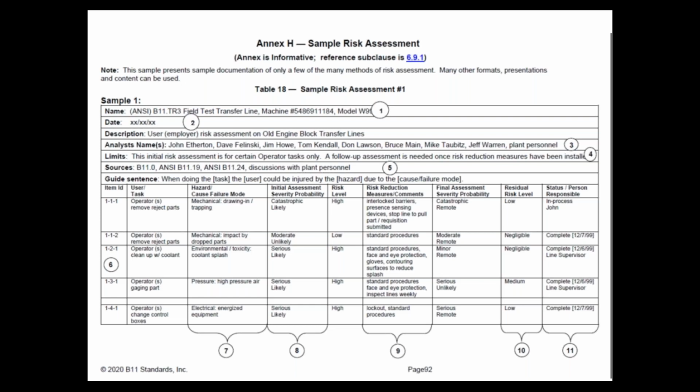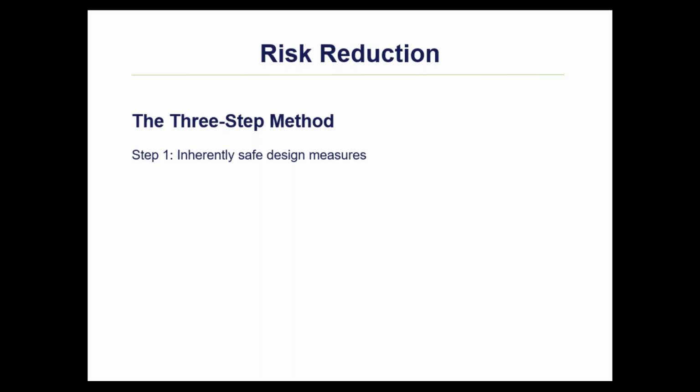Okay, part of the process: when you're talking about countermeasures, it's divided into 3 steps. The first step is what is called the inherently safe design measures. Okay, this is the only stage at which the hazard can be eliminated. In some places, they call this the hierarchy of control. This avoids the need for additional protective measures such as safeguarding and complementary protective measures.